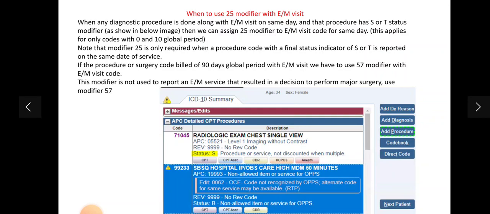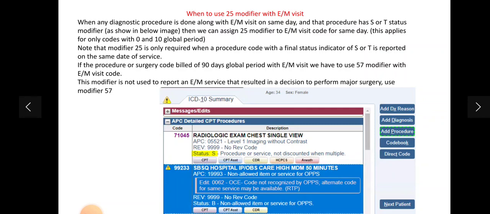So if the procedure or surgical code has a 90 days global period with an E/M visit, we have to use the 57 modifier. So if with this E/M visit code we have a surgical code which has a 90 days global period, you have to use the 57 modifier instead of 25, because 25 is used only for minor procedures like diagnostic exams, minor procedures which have a 0 days global period. This modifier is not used to report an E/M service that resulted in a decision to perform major surgery. So 25 is not used for major surgery; 57 is used for major surgery with the E/M visit code. So this is the only difference: 25 for minor surgery or minor procedures, 57 for major surgery or major procedures with 90 days global period.